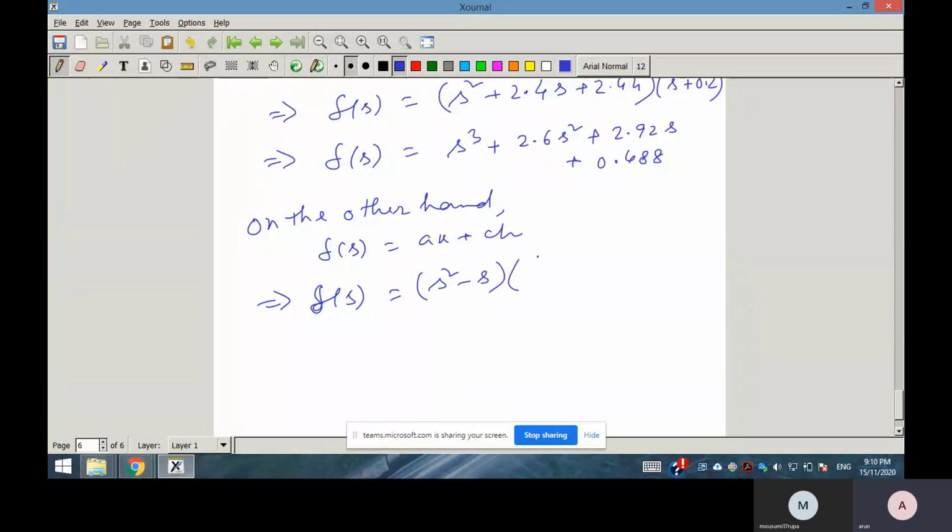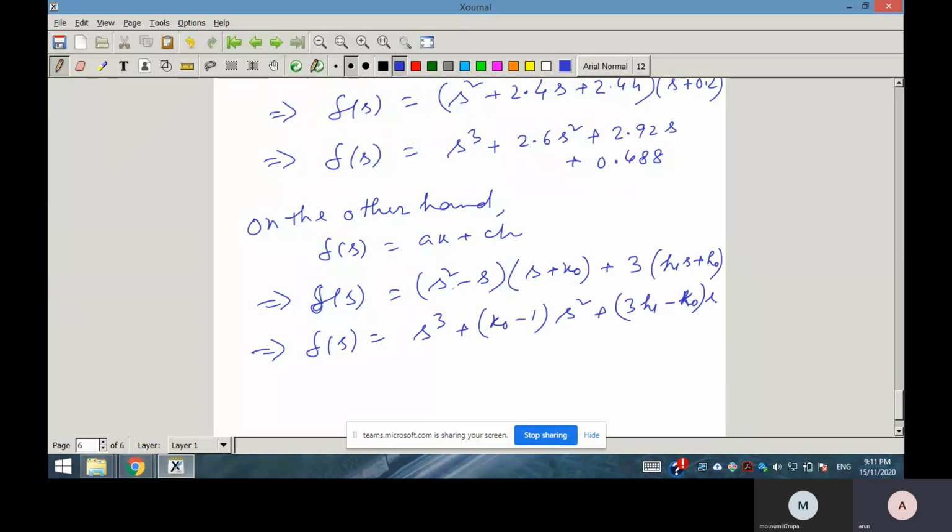So here what will be the case? This is S squared plus K naught S, not first order control because this is second order, plus CS. C is your 3. And what is your HS? This is H1 S plus H naught. This will imply delta S will be equal to S cubed plus (K naught minus 1) into S squared plus (3 H1 minus H naught, sorry, H1 minus K naught) into S plus 3 H naught.